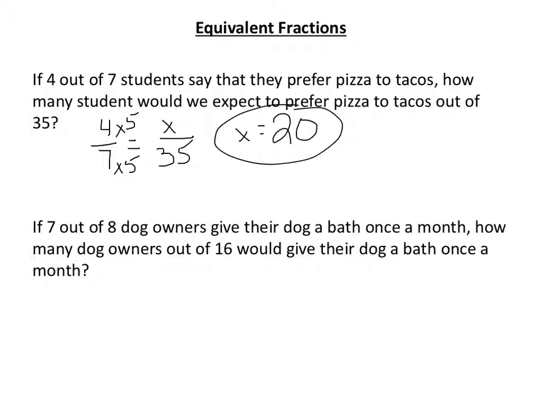Alright, so why don't you go ahead and pause the video and try the next one on your own. If 7 out of 8 dog owners give the dog a bath once a month, how many dog owners out of 16 would give their dog a bath once a month? So once again, we have 7 out of 8, and we want to know how many, and you can use any variable, I'm going to use x, out of 16. So once again, if I use equivalent fractions, times 2, times 2, I would expect x to equal 14, so 14 dog owners give their dog a bath once a month.